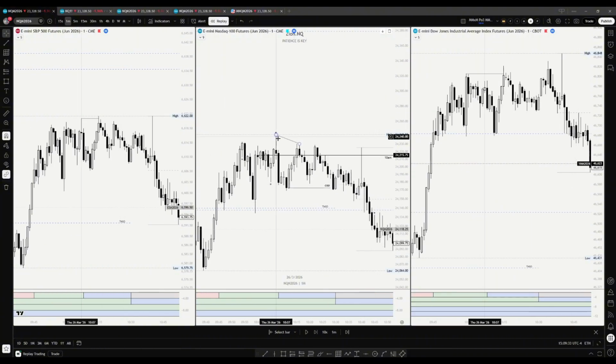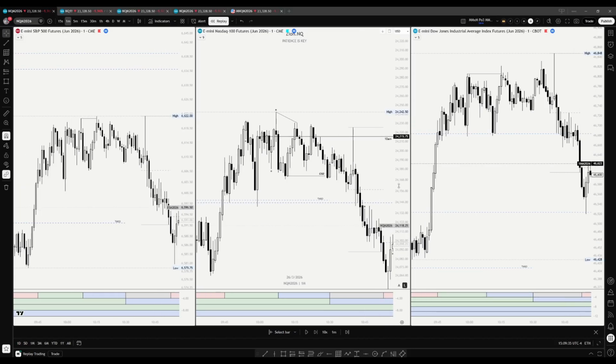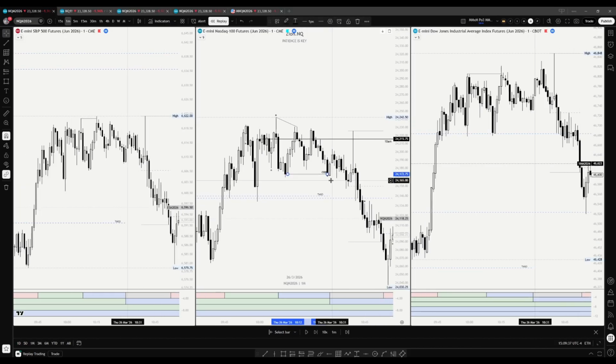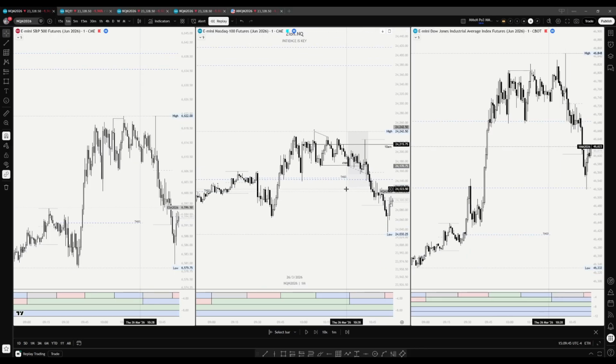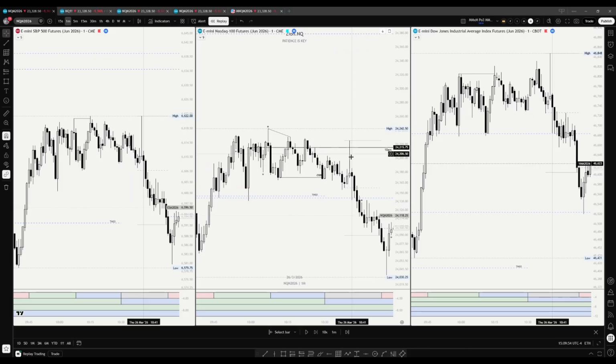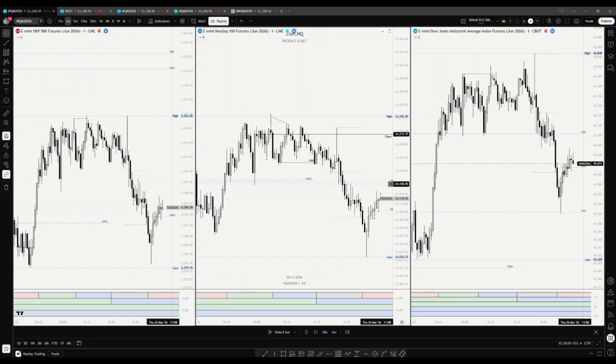So we formed the SMT, and for my model, the only possible entry would have been right here. And I didn't take it because of the poor risk to reward. It would have been only a 1.5 risk to reward, and that's just not what I'm looking for in a trade. I'm sure there was a pretty good continuation entry right here somewhere, but I was just not interested, I was just not on the charts anymore.